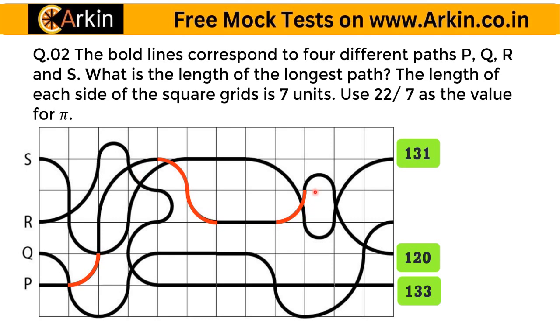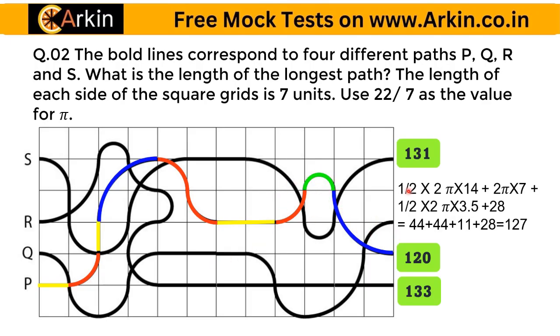Now about P, this will make a full circle again. This and this will make a half circle, a semicircle, and then again straight lines, and then again there is a semicircle. So if I calculate, this is a half circle, I'm talking about this blue one with radius of 14. Then 2 pi 7, that is a full circle, this one, 1, 2, 3, 4. This will make a full circle. Then this green one is a semicircle, so half into 2 pi into 3.5, and this 1, 2, 3, 4, that is 28. So if we calculate, it will be 127.